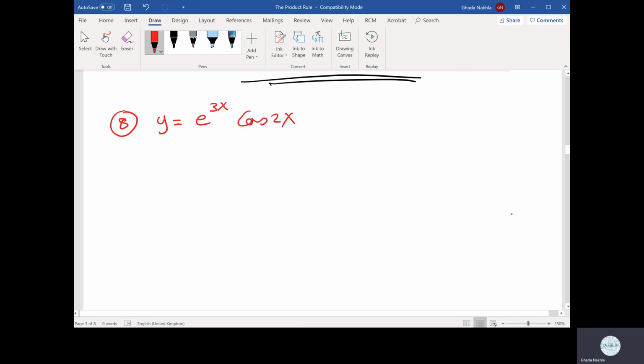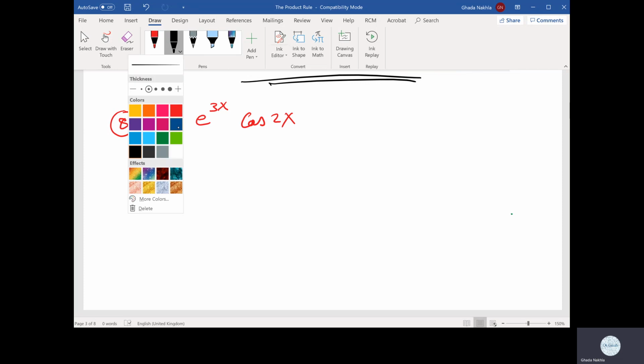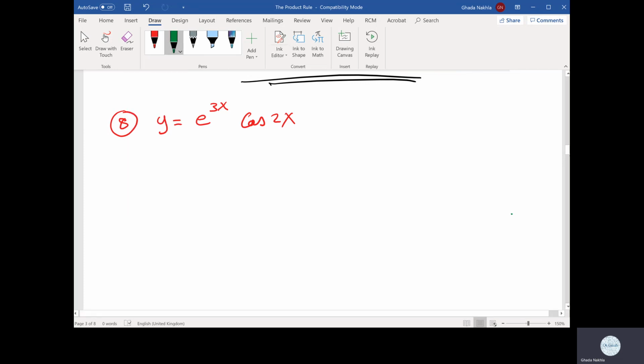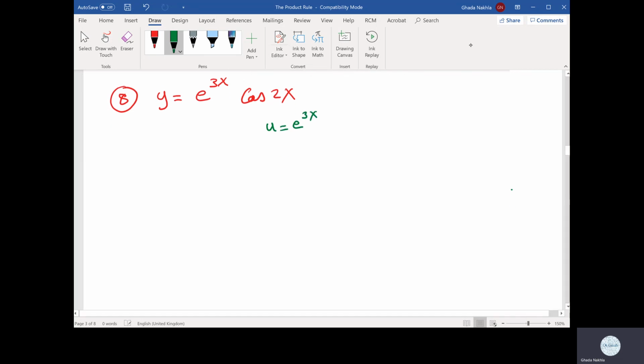Okay, I'm using the product rule in this case, y equals e to the 3x cos 2x. And why am I using the product rule? Because it's a function of x multiplied by another function of x. So I'm going to do exactly what I've been doing for the last 15 minutes. I'm going to let u equals e to the 3x, let u be one of the functions of x, let v equals cos 2x.